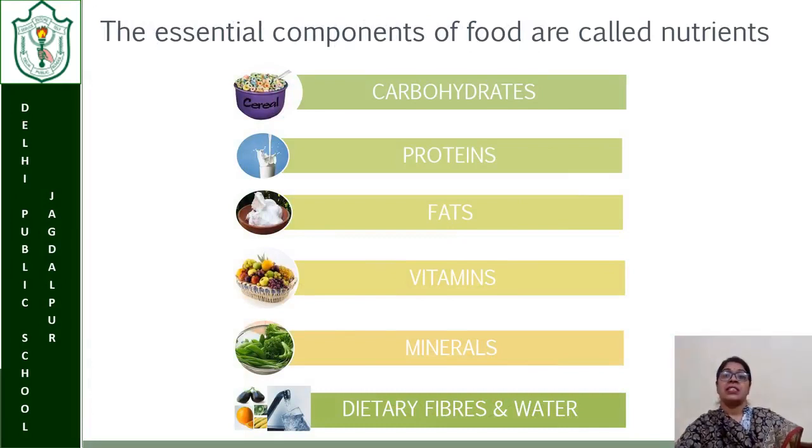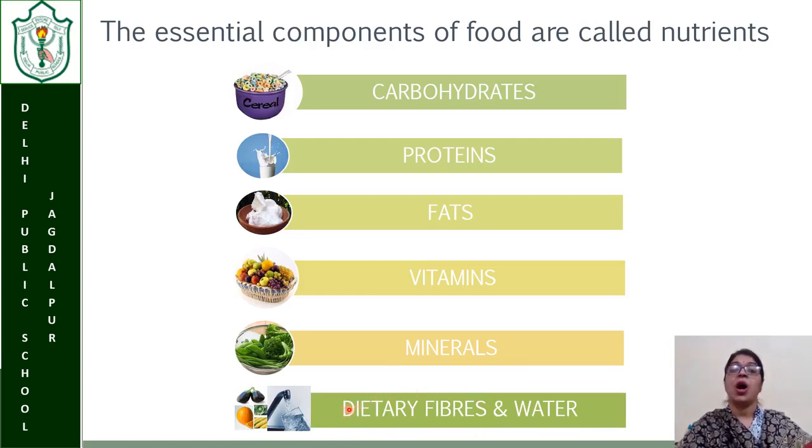Now, basically these essential, meaning important, components of the food are called nutrients. We divide the nutrients into 6 categories. The first one is carbohydrates, second is proteins, third is fats, fourth is vitamins, fifth is minerals, and the sixth is dietary fibers and water. In some places you will get dietary fibers as roughage.